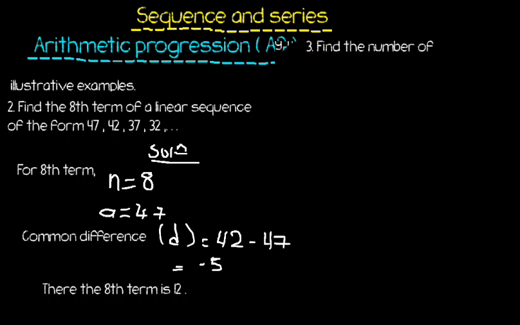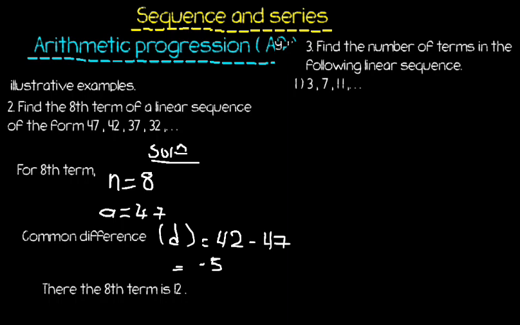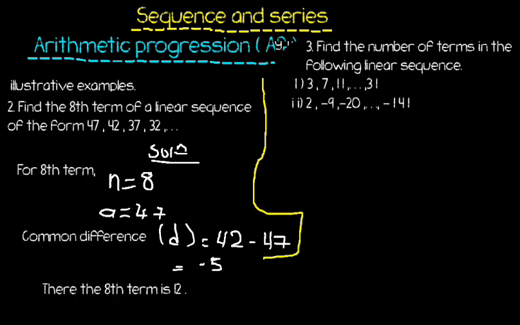So let's continue with the third question. Find the number of terms in the following sequence. We are told to find the number of terms in the following sequence. This time around, we're given the last term. In order for us to know the number of terms, we're given the last term. So remember that Un is the same as L. It can be represented as L, which is the last term. Let's continue. Solution.